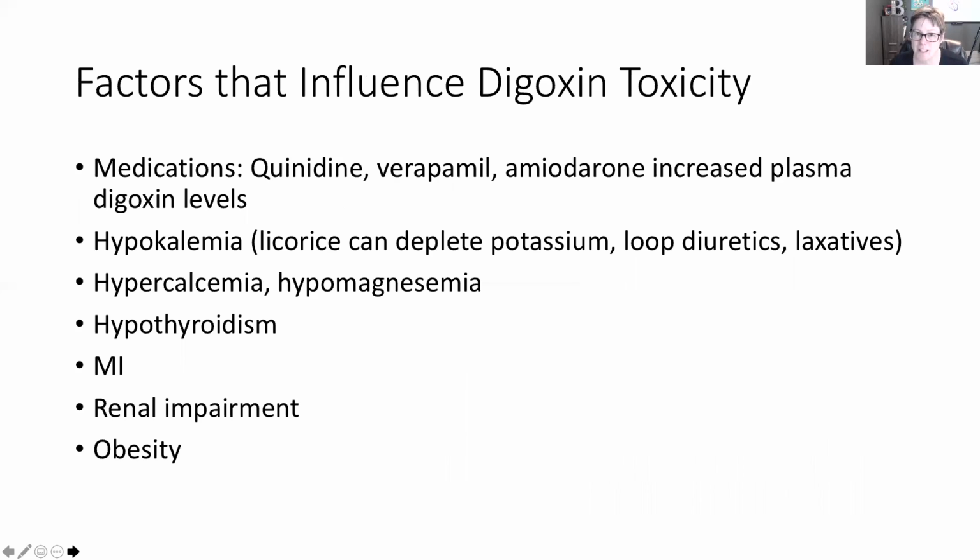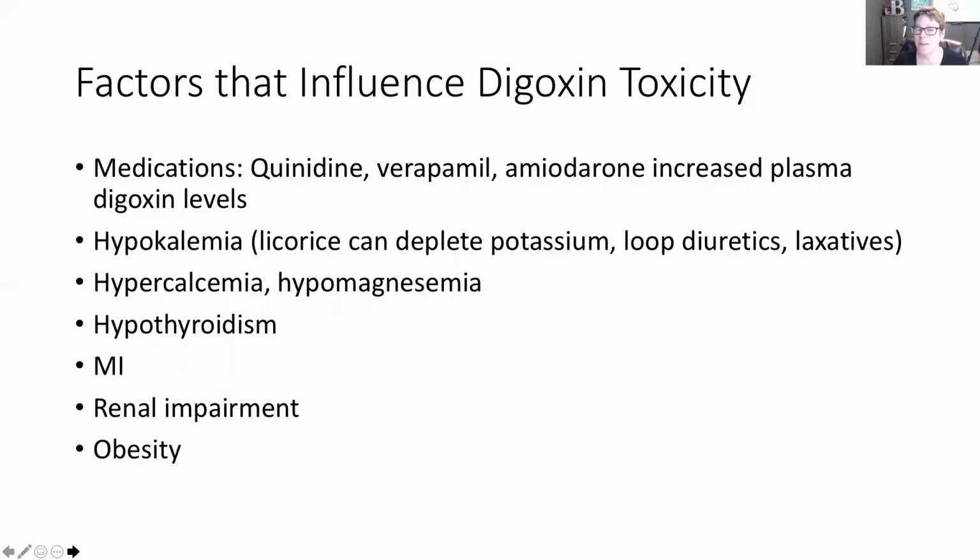So there are many factors that can influence the metabolism and the absorption of digoxin in the body that would put our patient at risk of digoxin toxicity. If they are using this concurrently with other medications to control the cardiovascular system, quinidine, verapamil, and amiodarone in particular will increase plasma concentrations of digoxin, so the amount of digoxin that is available for use.